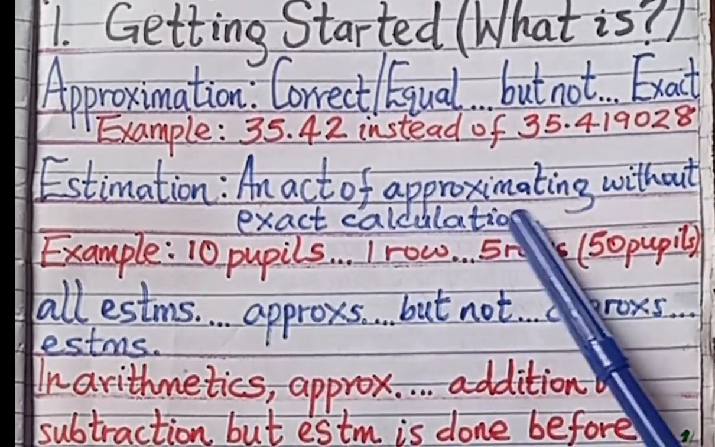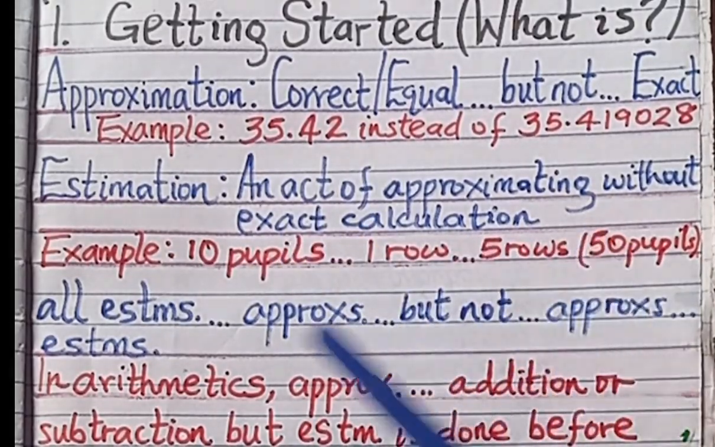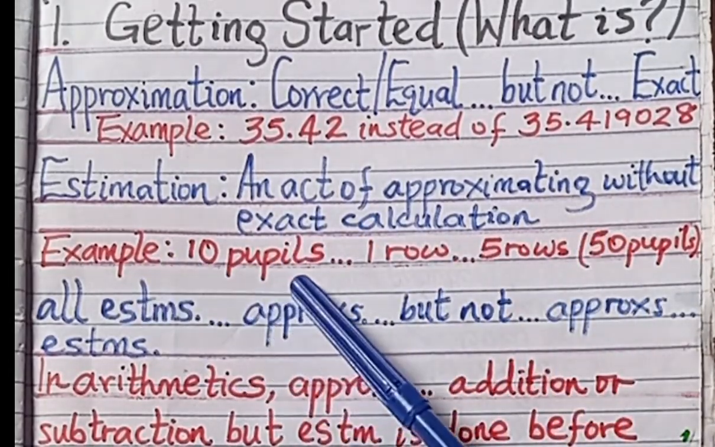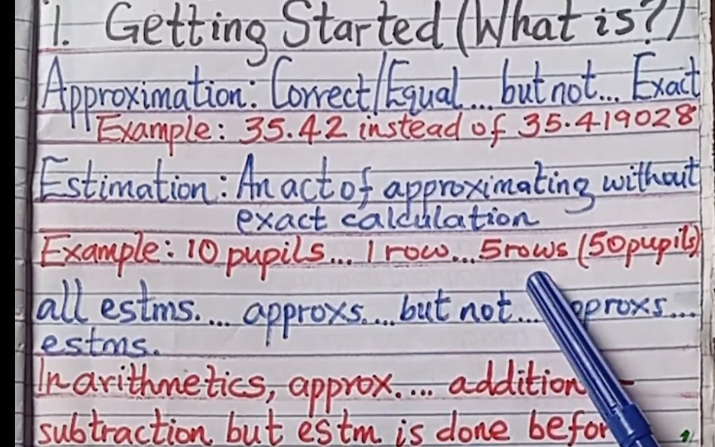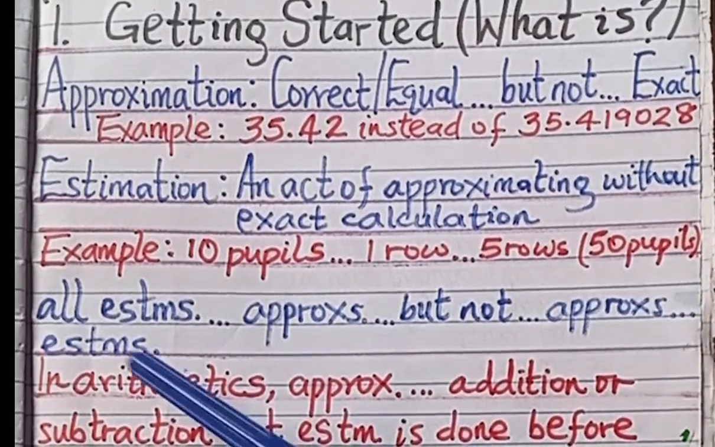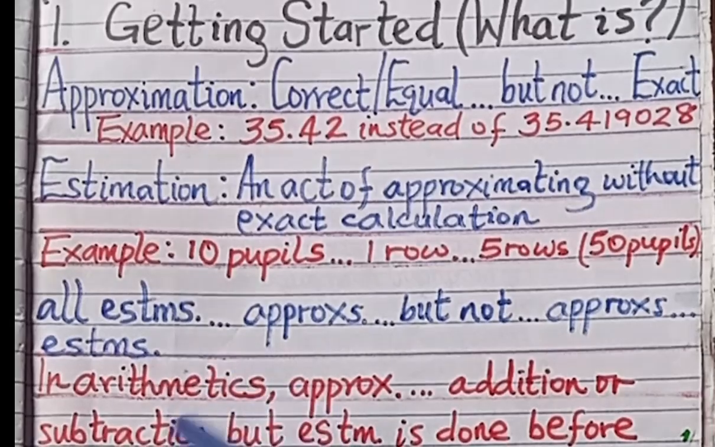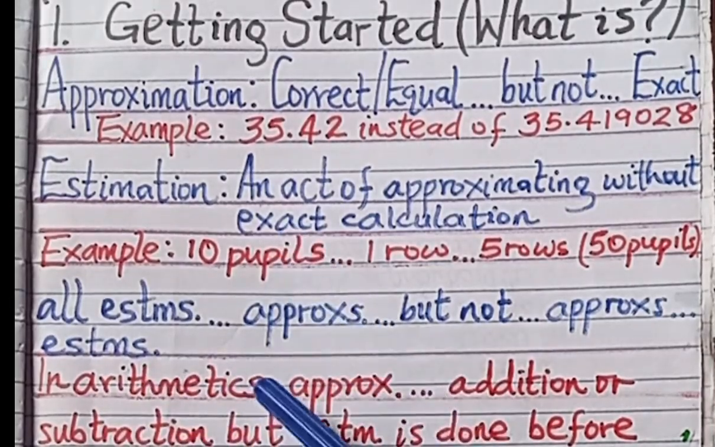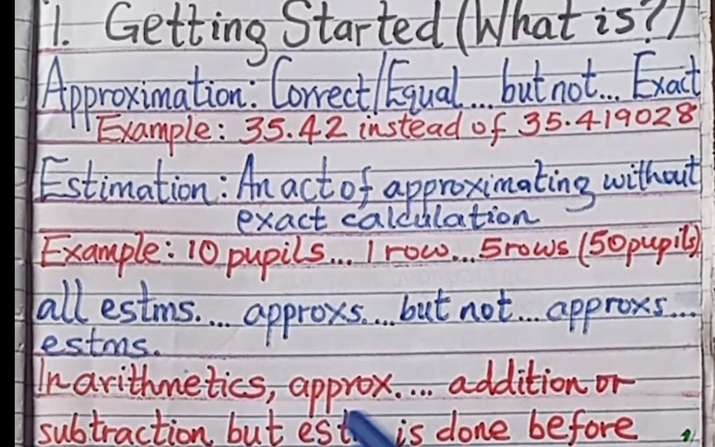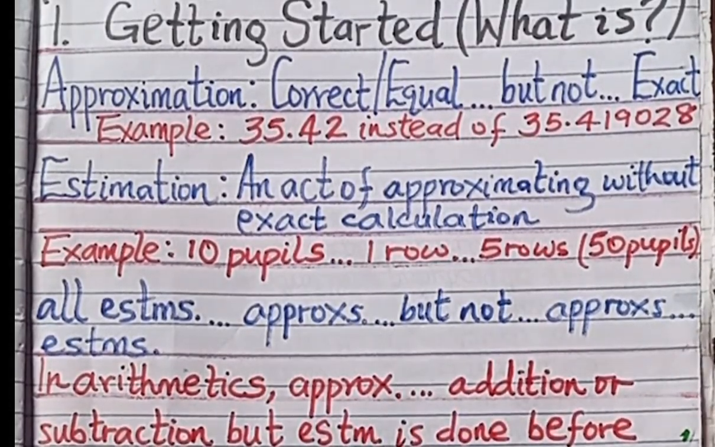Estimation is the act of approximating without exact calculation or counting. For example, if you have 10 pupils to sit in a row and we have 5 rows in an assembly, we can estimate 50 pupils to sit in the assembly. All estimations are approximations, but not all approximations are estimations. They can be used synonymously, but in arithmetic, approximation is done after addition or subtraction, but estimation is done before.